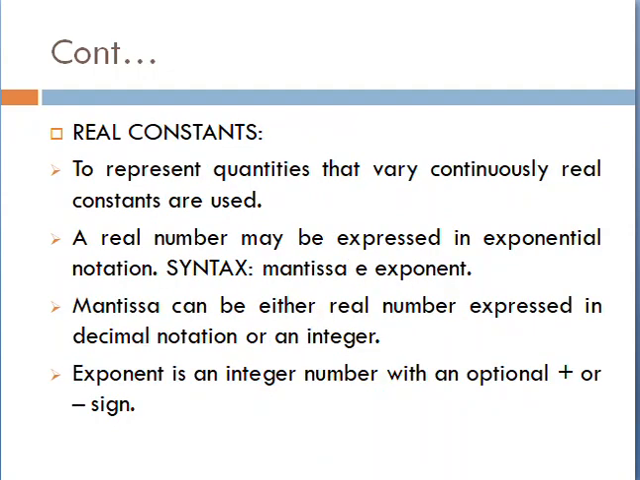Now, what is a real constant? To represent quantities that vary continuously, real constants are used. A real number may be expressed in exponential notation, with syntax like e for exponent. Sometimes we write our value with the help of e. Suppose we have to declare a very long range, so we declare, for example, 314.28e. So here is the exponential constant.